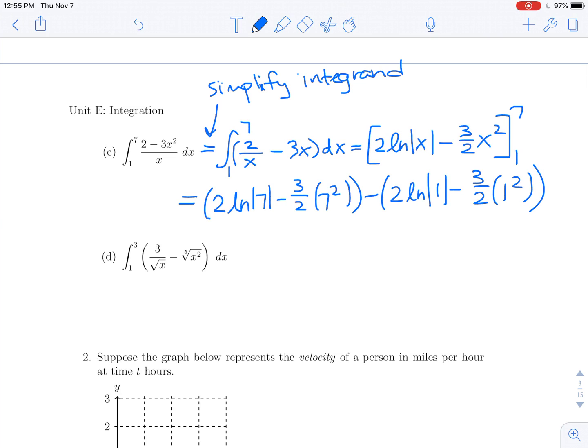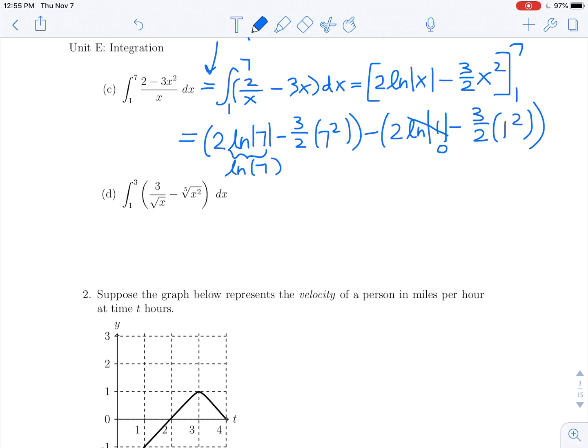And again, you might as well leave it that way. If you wanted to, now that you can see that what you're plugging into natural log is actually only positive things to start with, you could rewrite the natural log absolute 7 as just a natural log 7. And in fact, natural log absolute value of 1 is actually 0. But it's also totally fine just to leave things the way that they came out when you plugged the numbers into your antiderivative.